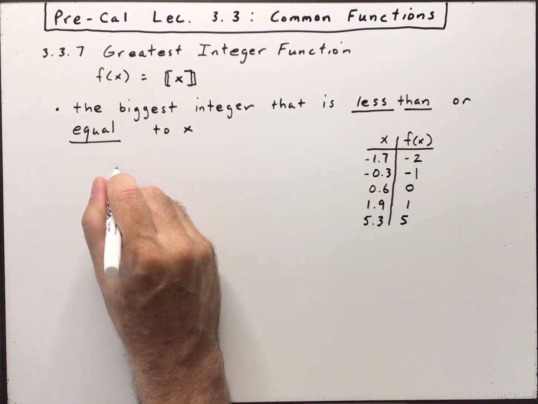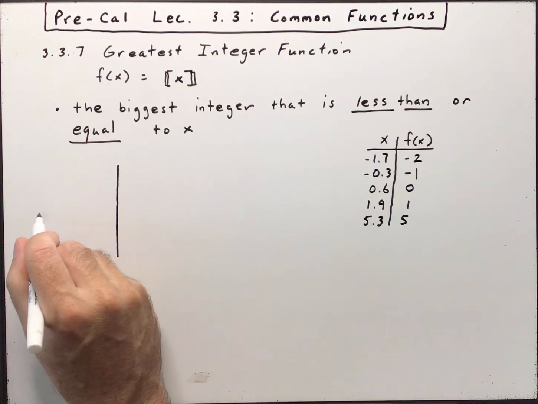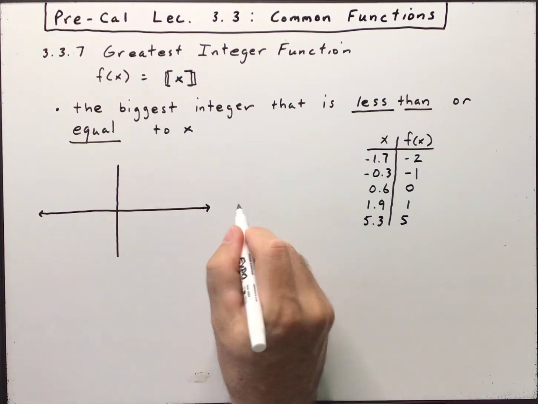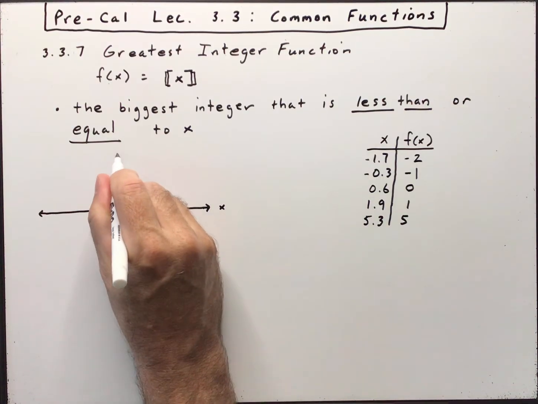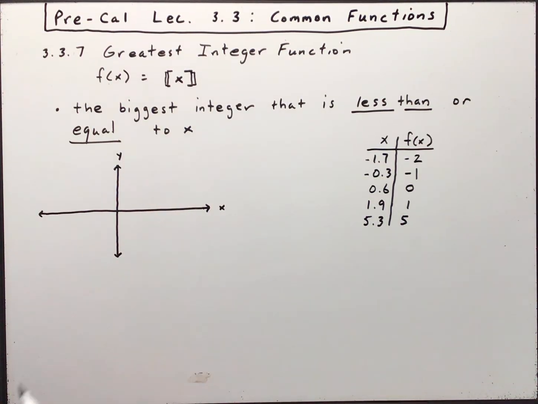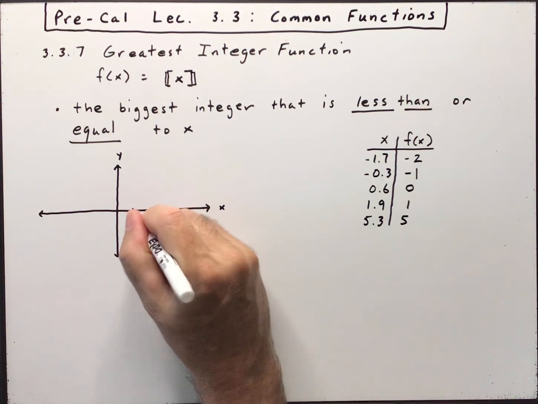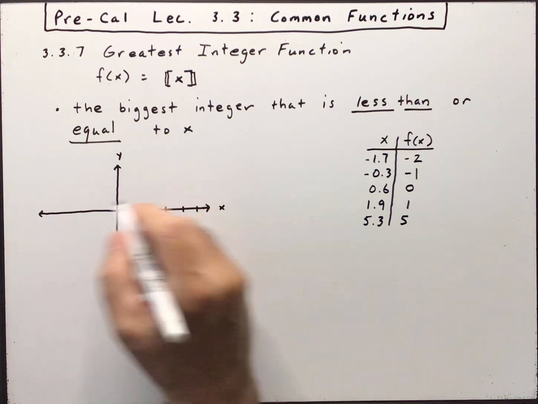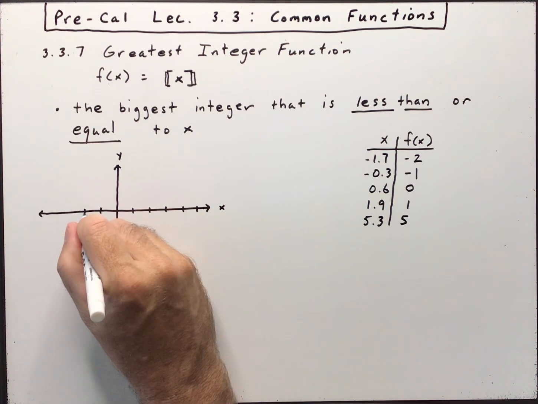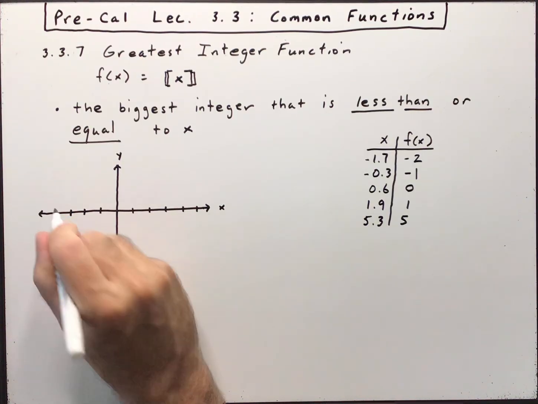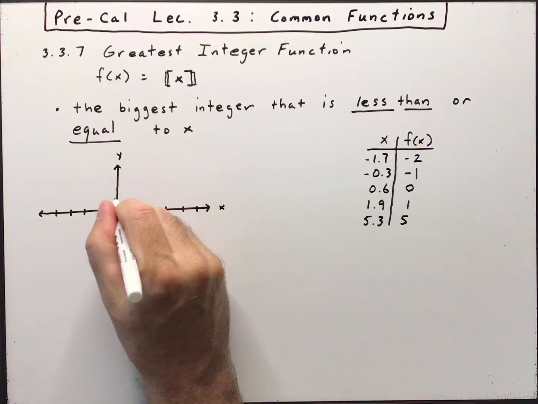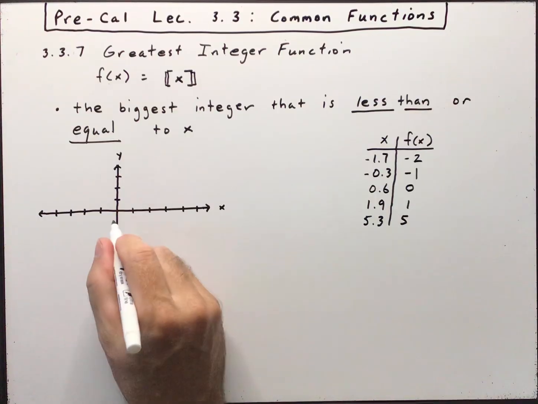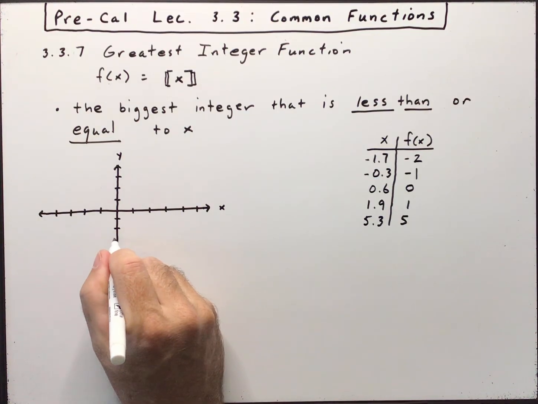So what does this thing look like? Well, it's not easy for a poor artist like me to draw, but I will give it a go. So I'm going to go ahead and mark some lines here. 1, 2, 3, 4, 5, -1, -2, -3, -4. We'll do that. And I'm going to go ahead and mark some y values. 1, 2, 3, -1, -2, say -3.